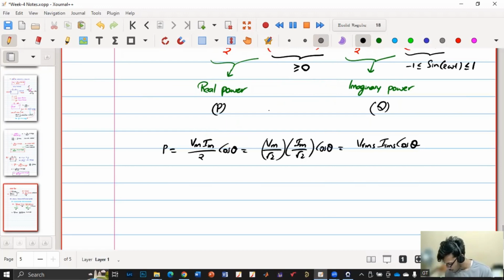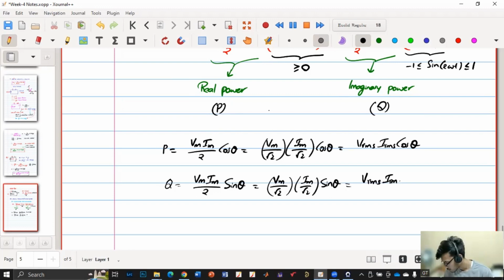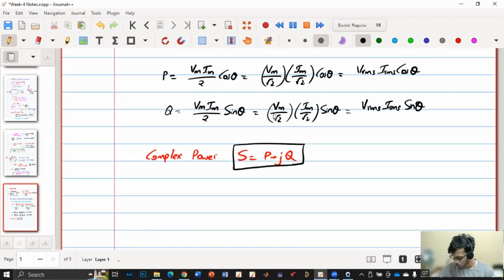And my imaginary power Q will become Vm Im by 2 sin theta, which is actually Vm by root 2, Im by root 2 sin theta. So it will be Vrms Irms sin theta. So the representation for complex power is S equals P plus jQ, where S is the complex power, P is the active power, and Q is the reactive power.